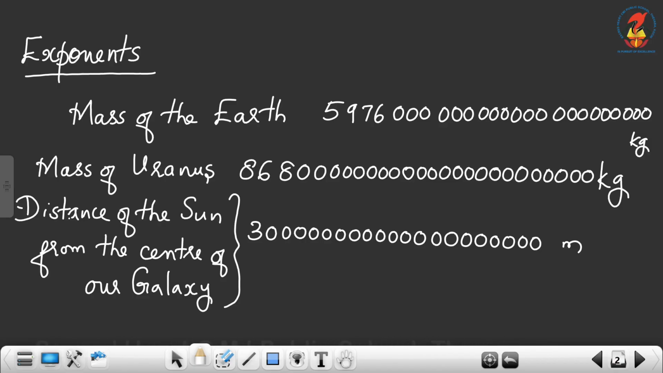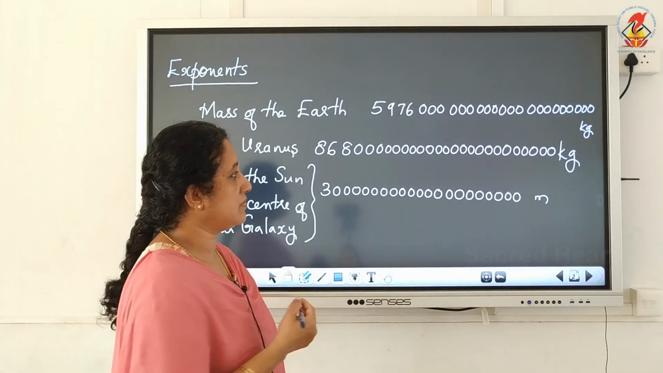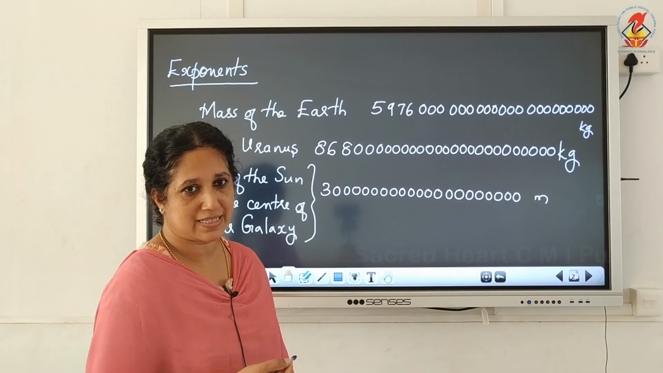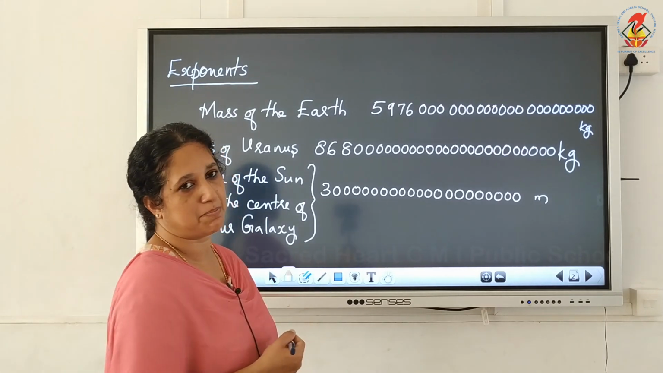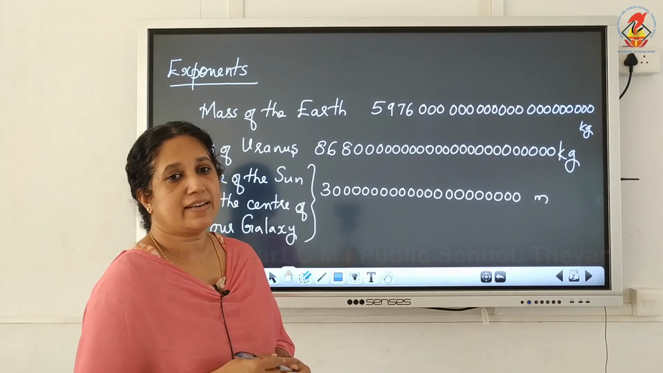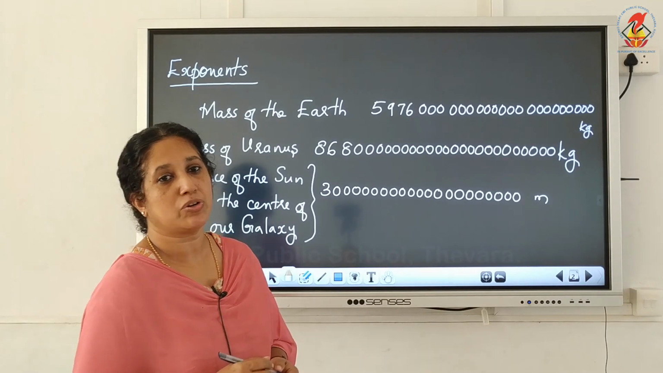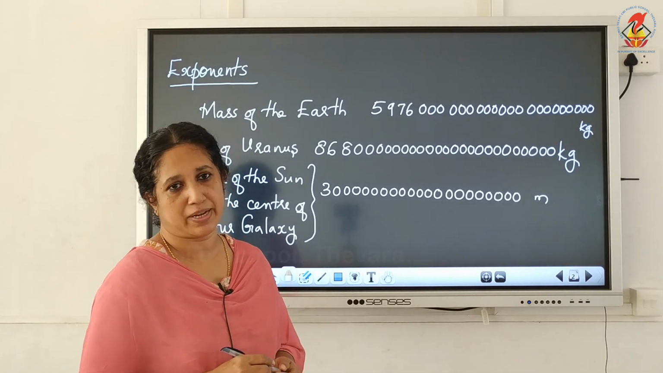Now look at the board. Here you can see some very large numbers. Can you read these numbers? It is very difficult, no? If you want to compare these very large numbers, for example the mass of the Earth and the mass of Uranus, that is also very difficult. So we can say that it is very difficult to compare, understand or read these very large numbers. So we can write these very large numbers in a shorter form using exponents.